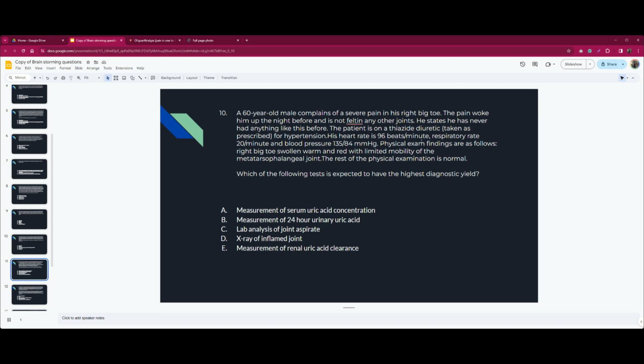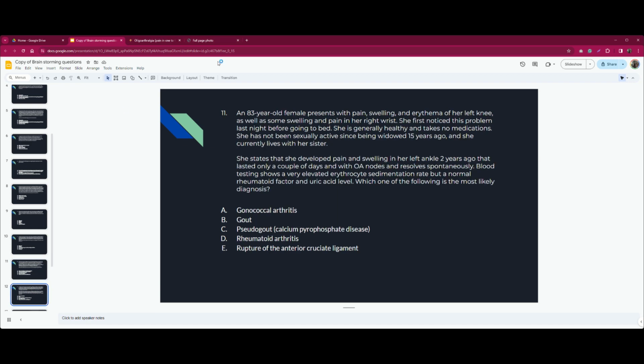So we're just looking at the positive symptoms. The right big toe is swollen, warm, and red with limited mobility of the MTP joint. Rest of the examination is okay. So which of the following tests is expected to have the highest diagnostic yield? Measurement of serum uric acid concentration, measurement of 24-hour urinary uric acid, lab analysis of joint aspirate, X-ray of the inflamed joint, or measurement of renal uric acid clearance?